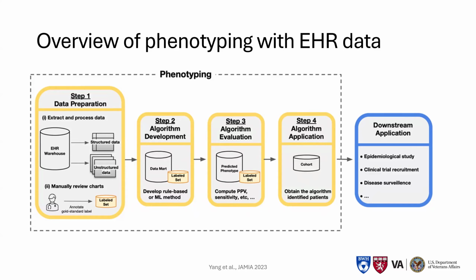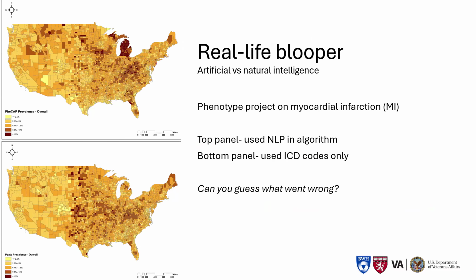So I do think that we have come a long way in our ability to really leverage these large amounts of data to answer questions we might not have been able to answer before, because the data were there, but they were embedded in the notes or in a format that we couldn't study. However, there are also limitations to some of these approaches. So what I'd like to do is take a moment and show you a real-life blooper on a phenotyping project we had on myocardial infarction.